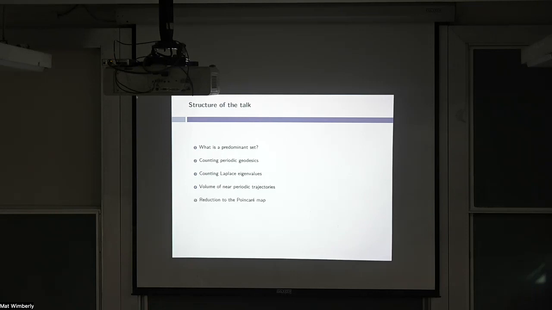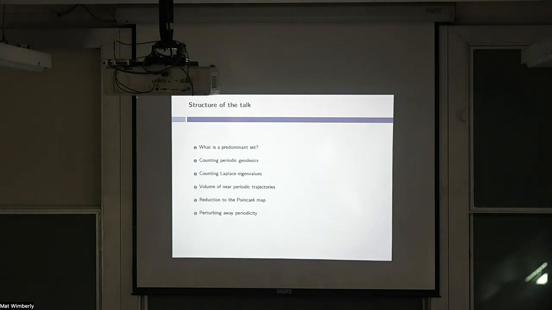First, I'm going to explain how to discretize the problem, and instead of thinking of the continuous flow, think of the Poincare map and try to understand how to control the volume of near periodic trajectories using the Poincare map associated with a closed trajectory. And then I'm going to explain how we are going to be able to build a large set of metrics, a predominant set of metrics, for which we can control this volume of the set of near periodic geodesics. And if I have time in the last slide, I'm going to discuss how we actually build these metric perturbations. This predominant set of metrics is built out of metric perturbations, and if I have the time, I'm going to explain how we actually construct them.